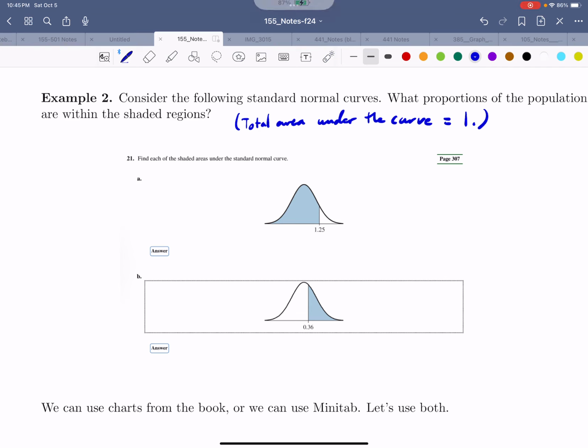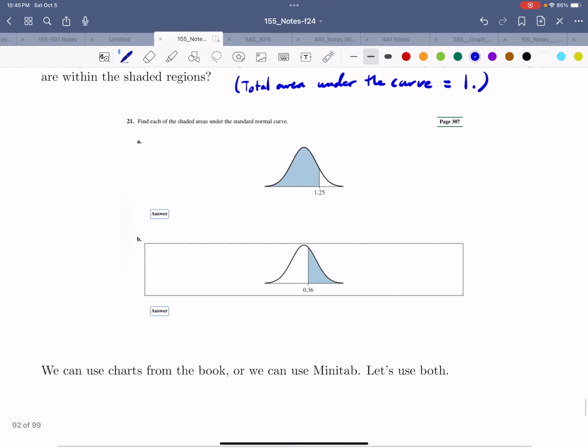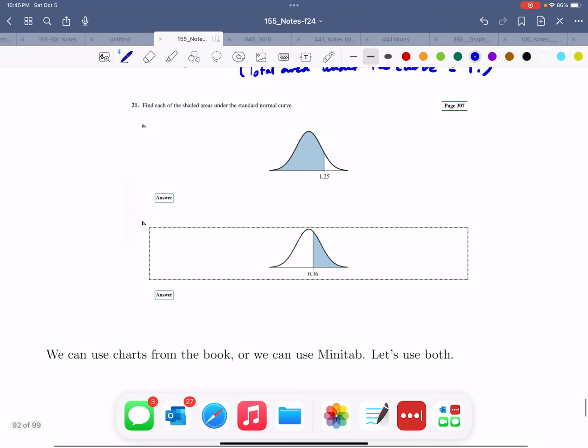So for these guys, there are two ways to do this. We can use the charts from the book, or we can use Minitab. I will always let you use both. I will pass out charts whenever you're giving an assessment on this. So let's first use the charts from the book, because it's good to be able to do this.